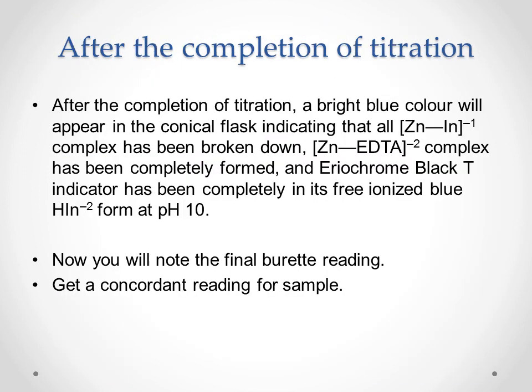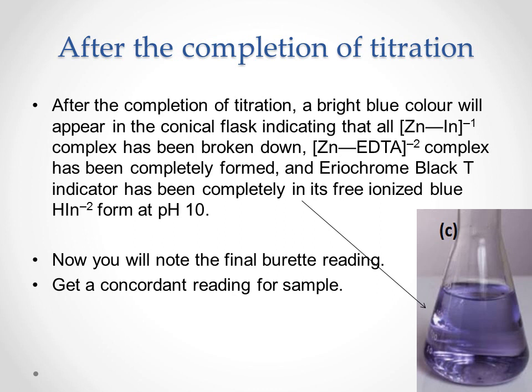After the completion of titration, what will happen? A bright blue color will appear in the conical flask, indicating that the zinc indicator complex has been broken down, the zinc EDTA complex has been completely formed, and the Eriochrome Black T indicator has completely appeared in its free ionized blue form at pH 10. Now you will note the final burette reading, and you will take concurrent readings for the sample as well.